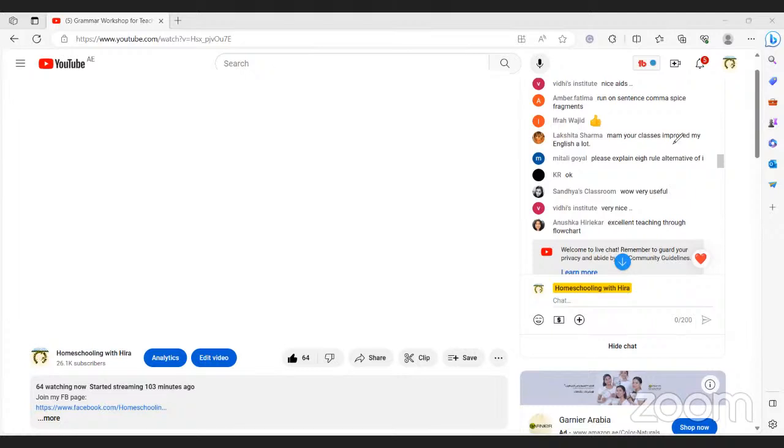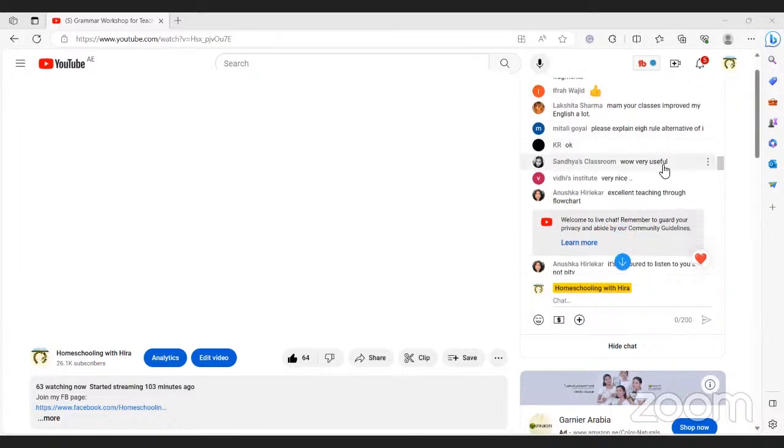ये इसमें तो कुछ ऐसा है ही नहीं. हम इसको आसानी से याद कर सकते हैं. Please explain for EIGH rule alternative of I तो नहीं है. IGH is the alternative of I. I'm not sure if I'm missing on it. So Mitali, if you can just write some words, I can have a look at this.